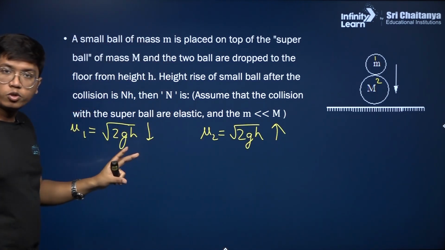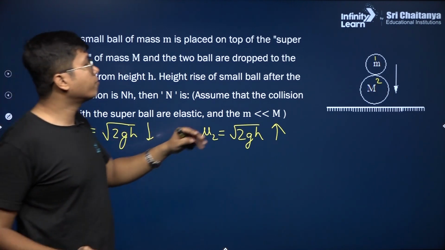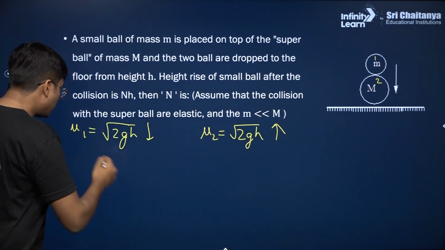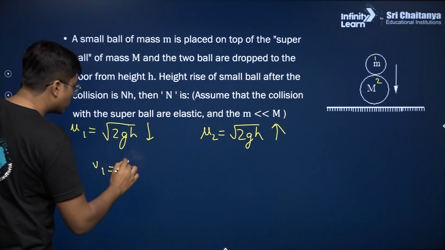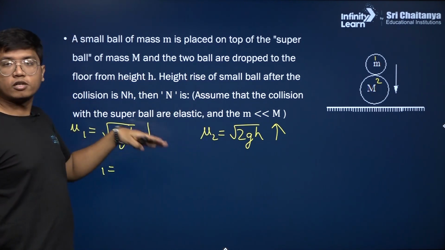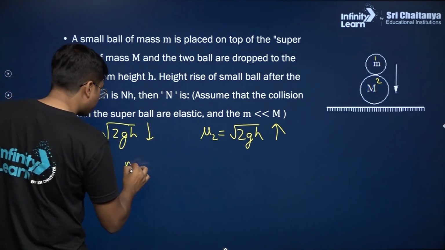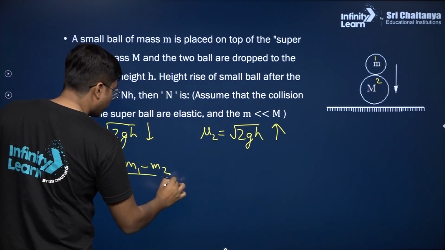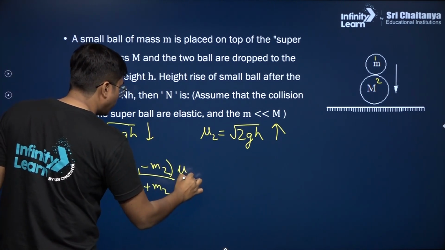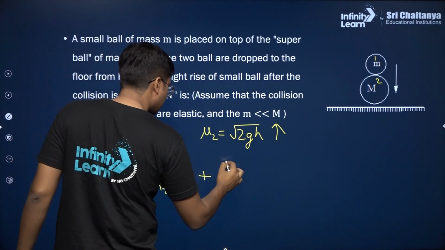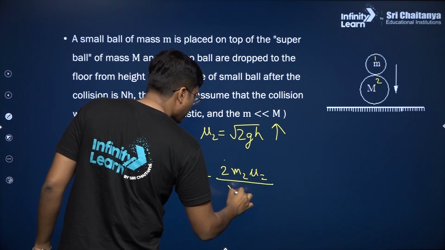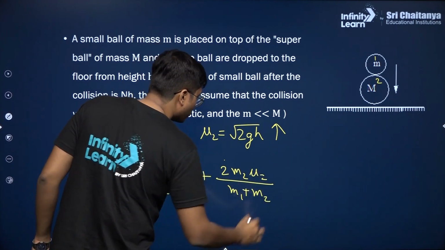So we have U1 and U2, and we want to find what the velocity of M1 is going to be while going up. So V1, since it's an elastic collision, we know the direct relation to go from the original velocities to the final velocities. It is (M1 minus M2) divided by (M1 plus M2) into U1, plus 2M2 U2 divided by (M1 plus M2), right?